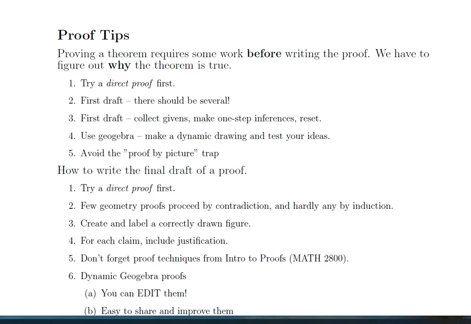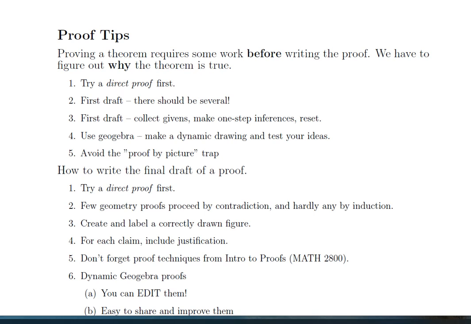Now, in geometry, direct proofs are almost always possible, and they're very often the way we go. So we're talking about direct proofs. That's just follow your nose. Start with the givens and start making claim, claim, claim with their justifications, and then you reach the conclusion, a direct proof.